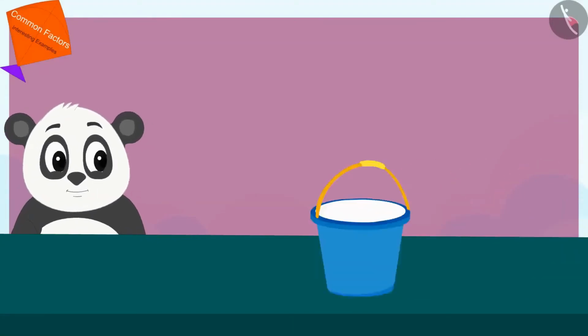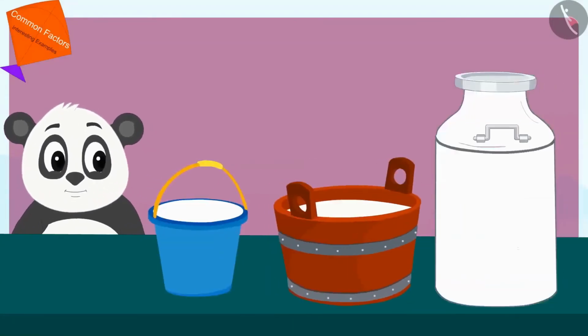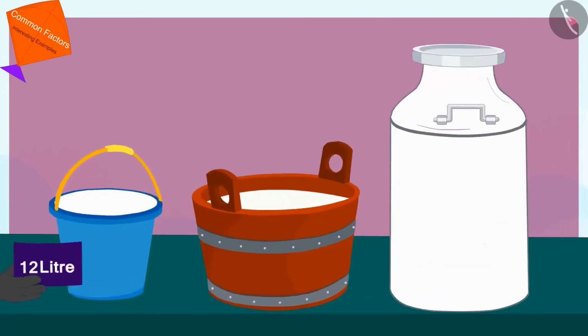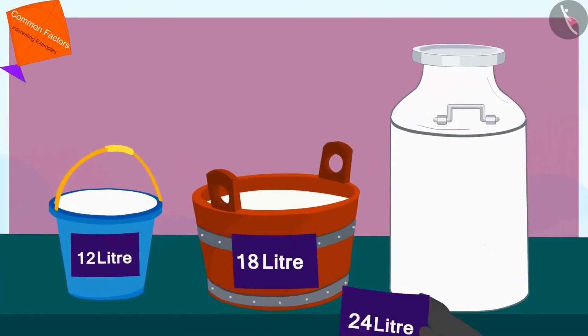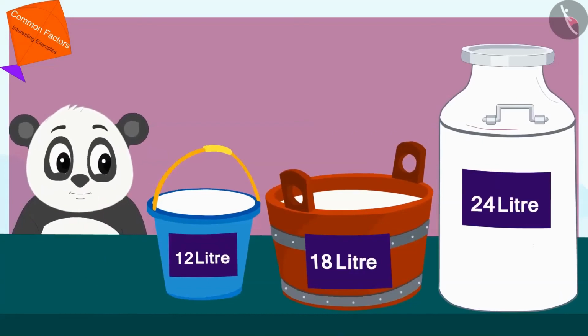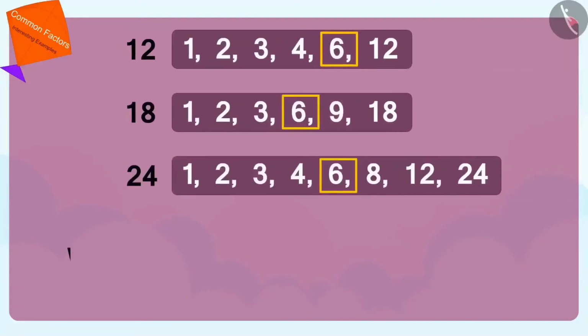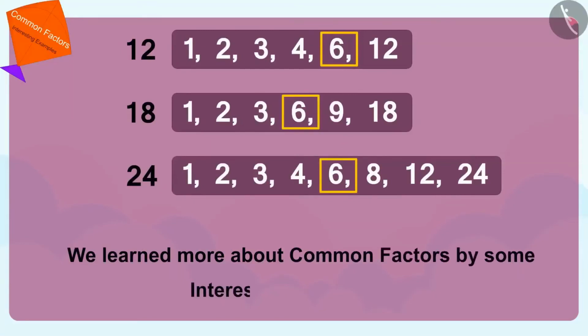Golu measured the milk filled in his pots and labeled them in this way so that he again does not forget the amount of milk filled in them. Children, in this video, we learned more about common factors by some interesting examples. In the next video, we will see some interesting concepts related to this.